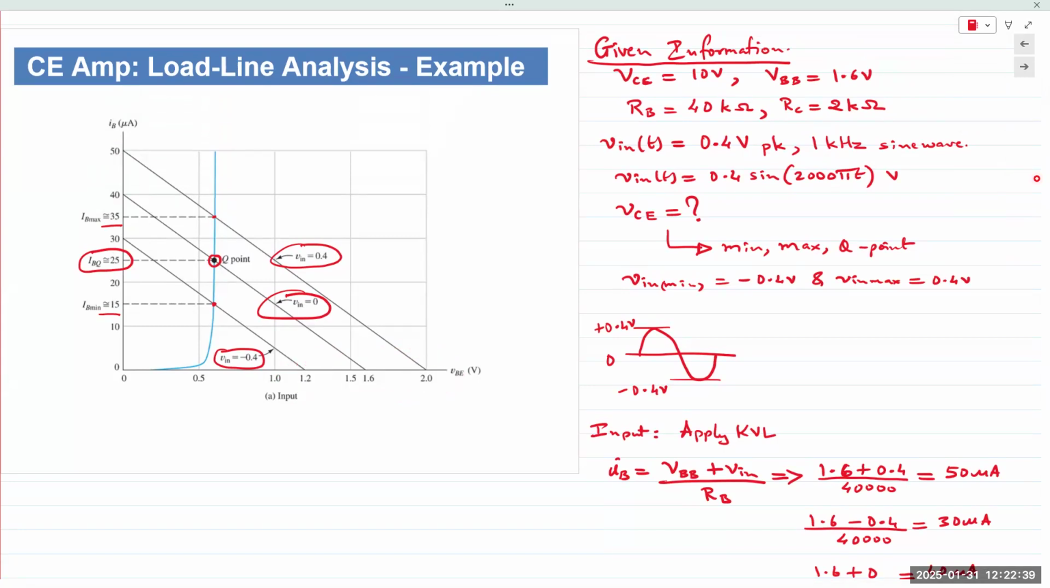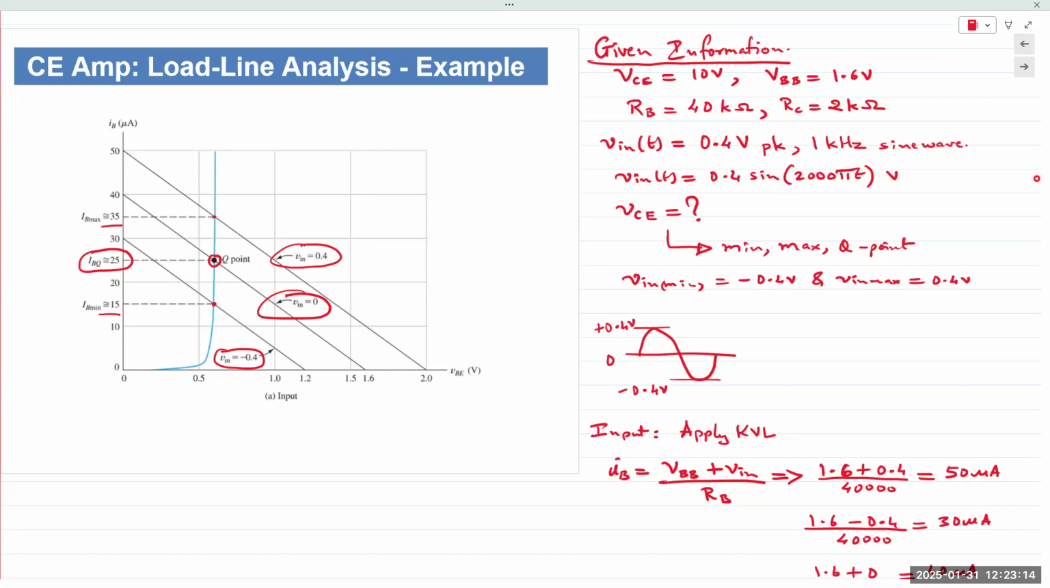So you have three different load lines, one at the Q point or operating point, the other for the positive swing, and the third for the negative swing. So three different load lines result in three different intersection points. Those three intersection points are right here. At the Q point, when there is no AC input voltage, the resulting IB is 25 microamps.